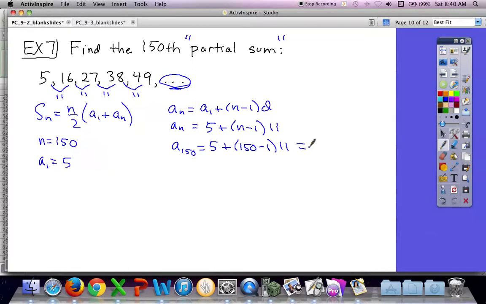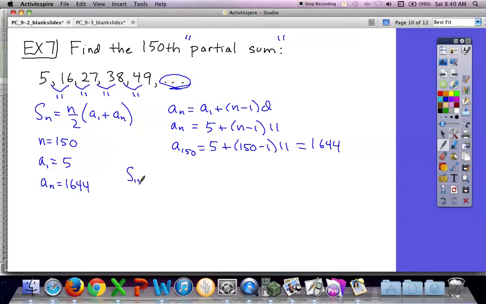And that, I'm going to my calculator, which you can't see. That is going to be 5 plus 149 times 11, which is 1,644. So now I do know the last term, 1,644, which means I can use this formula for the sum, right?